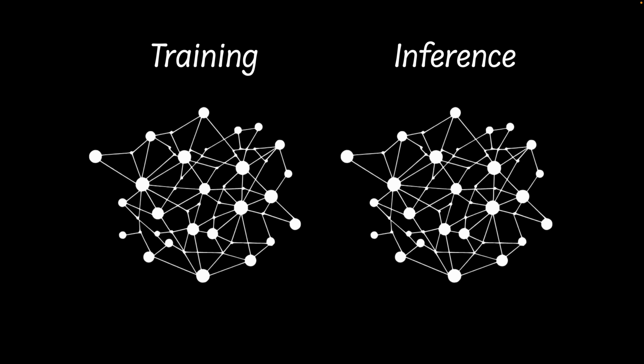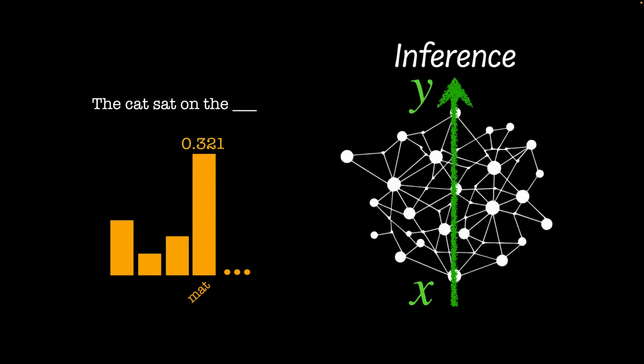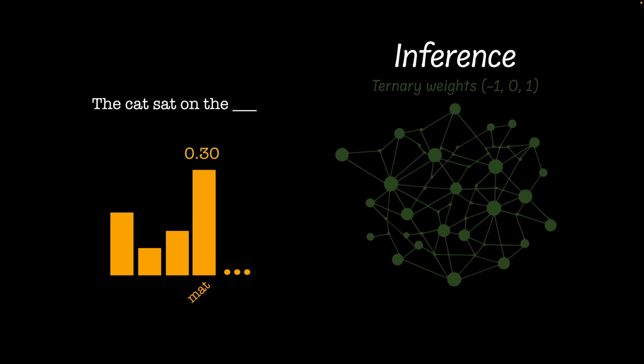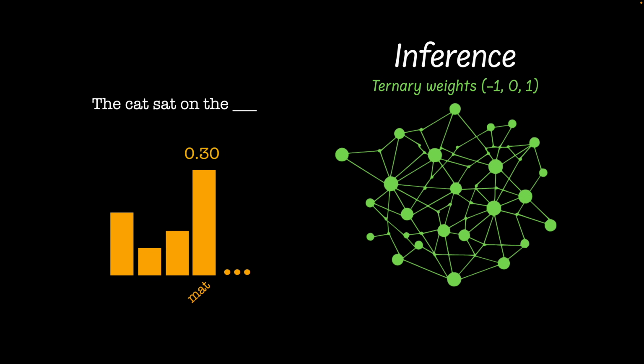As you know, AI models have two life stages: training and inference. Inference consists of a single forward pass through the model. An input X is combined with the model weights to produce an output Y. For a lot of tasks, the exact output value doesn't even matter. For instance, when predicting the next word in a sentence, we don't really care if "Matt" has probability 0.321 or 0.3, as long as it's somewhere in the top. And because inference can tolerate some loss in precision, we can actually run it with quantized weights.